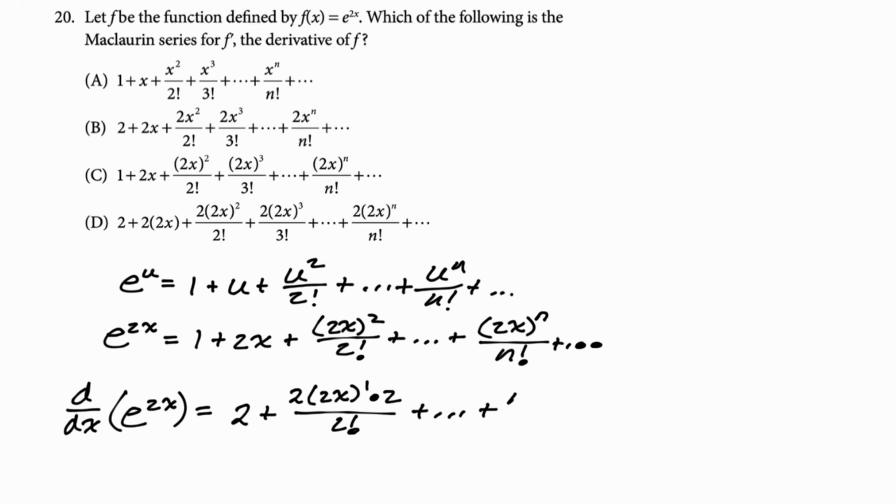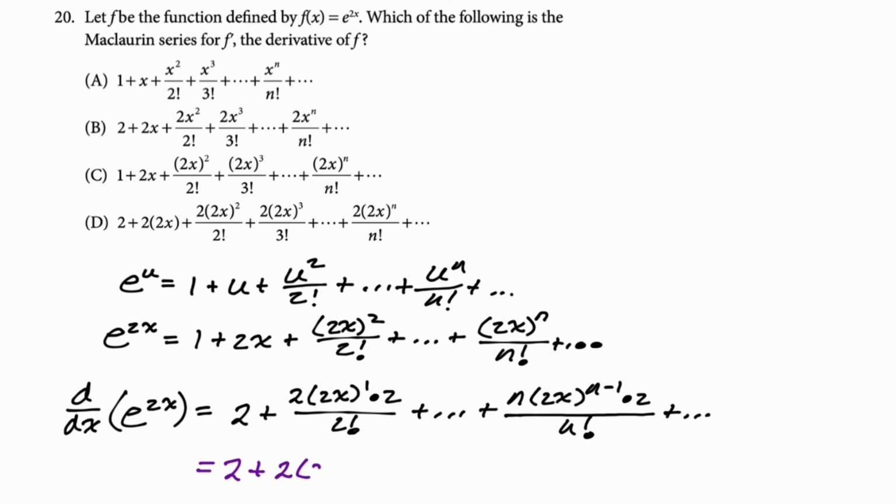The derivative of this will be n times 2x to the n minus 1, and then times 2 by the chain rule, and then over n factorial. So now the question is, what do I do with this, right? I've already picked D, so I don't know why I'm spending so much time on this. But I'm going to rewrite this so that it starts looking a little bit more like the answer choices.